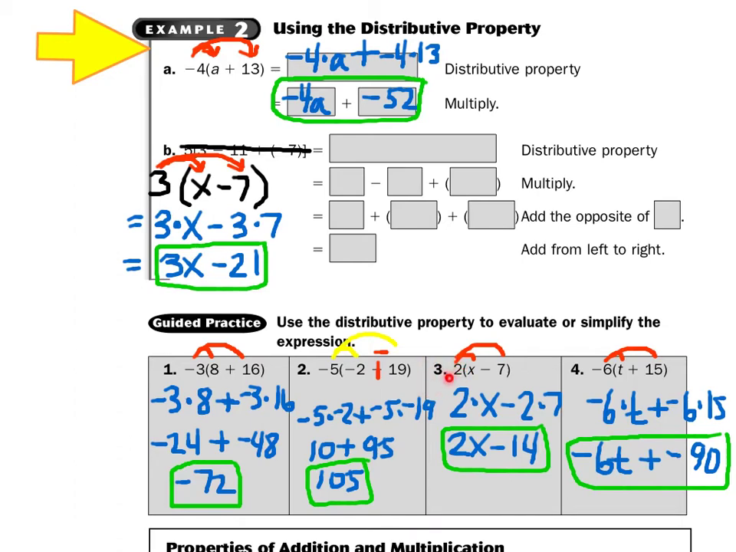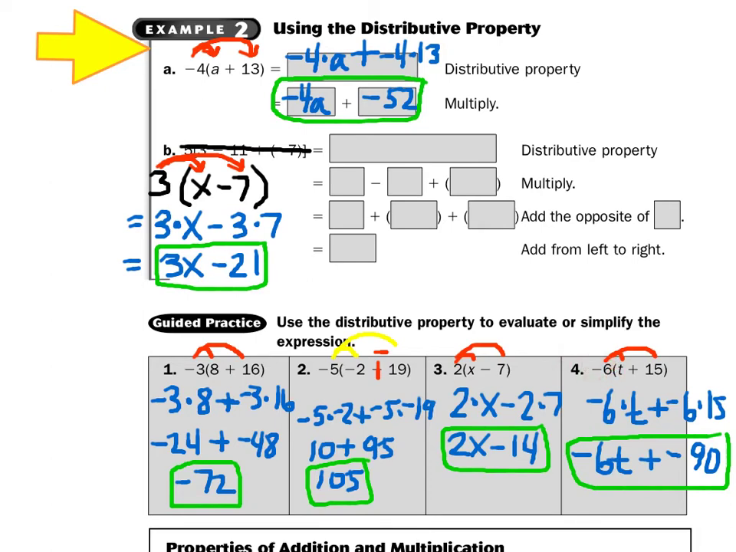Grab your 2 and draw a rainbow to the x. So I have 2 times x, and then I'm going to copy that minus sign, and then grab the 2 and draw a rainbow to the 7. So 2 times 7. And I simplify a little bit. I have 2x, I copy the minus sign, and 2 times 7 is 14. Now remember, I can't go any farther because the 14 does not have an x, so I just boxed my answer. Take a look at this last example, number 4.